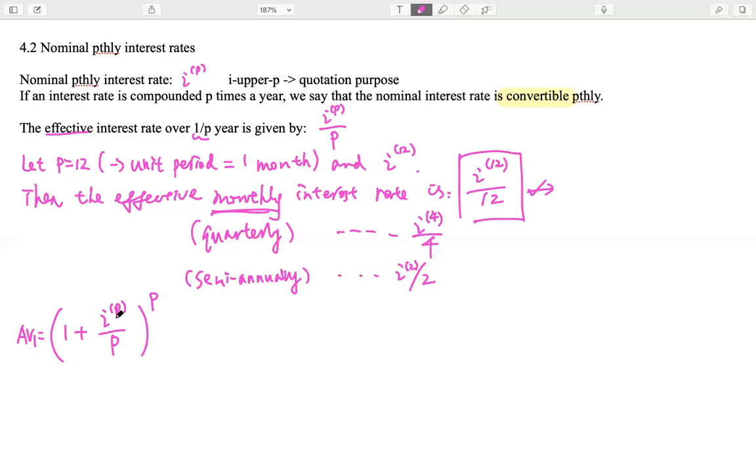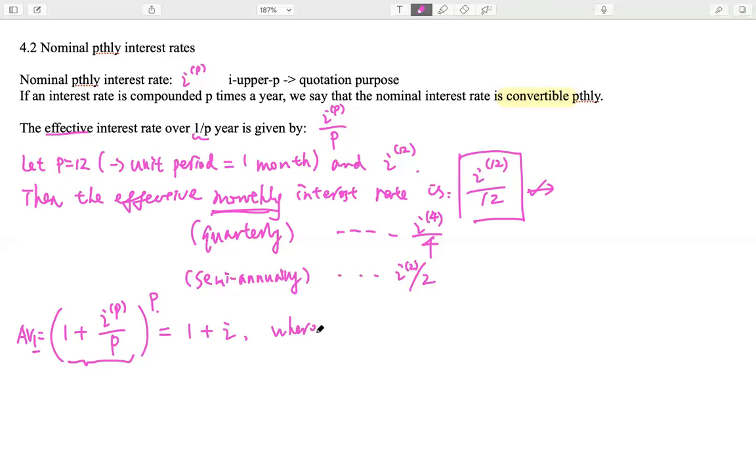If this is a little difficult to understand, you can just pick a number. Let's say P equals 4. The inside part is how you accumulate value over 1 quarter. If we want to know the accumulated value by the end of 1 year, we need to raise 1 quarter to the power 4. So the power term should be exactly the value of P. So by definition, this should be equal to 1 plus I, where I is the effective interest rate a year.